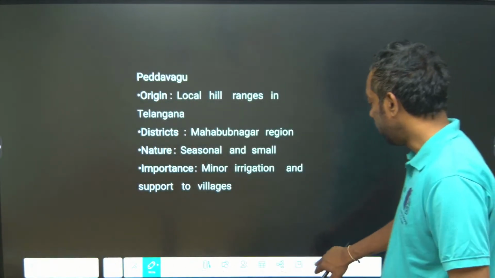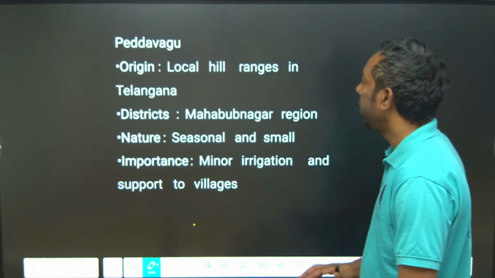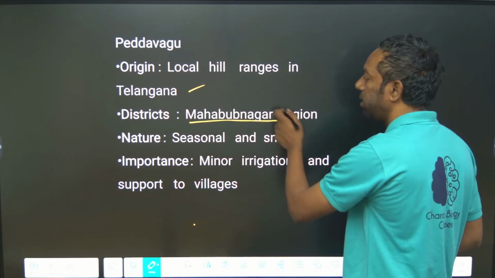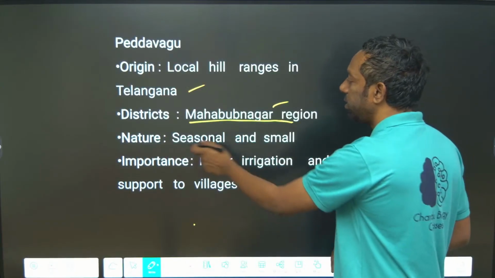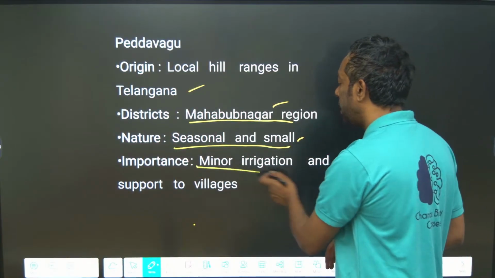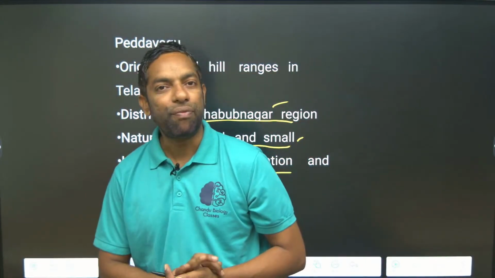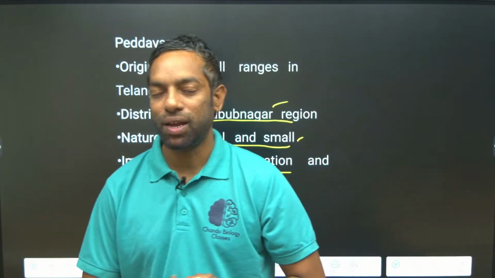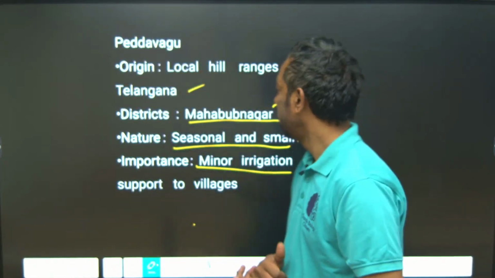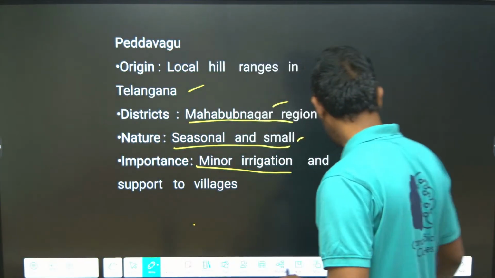Next, Peddavagu. Peddavagu originates in the Illi ranges in Telangana. The district is the Mahbubnagar region. By nature it is a seasonal, small river, used for minor irrigation and supporting villages. This is also a left bank tributary of the Krishna. They can ask you about right bank and left bank tributaries. This is about the Mahbubnagar river. I hope you understand.